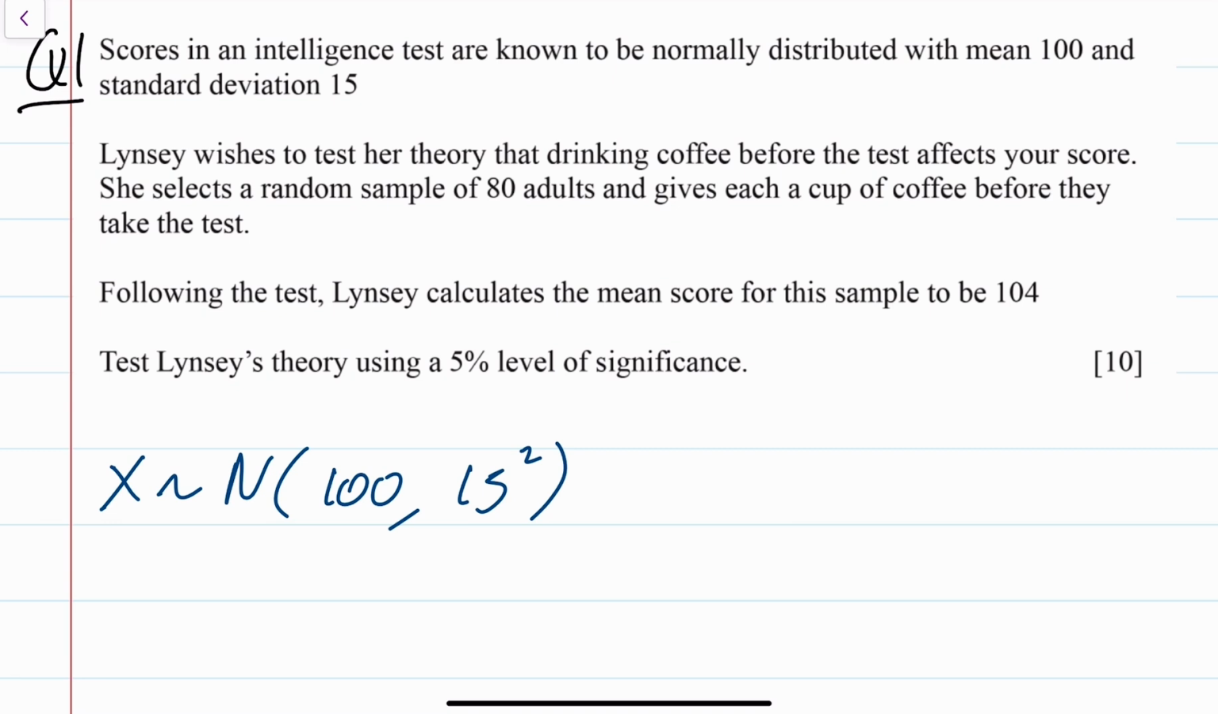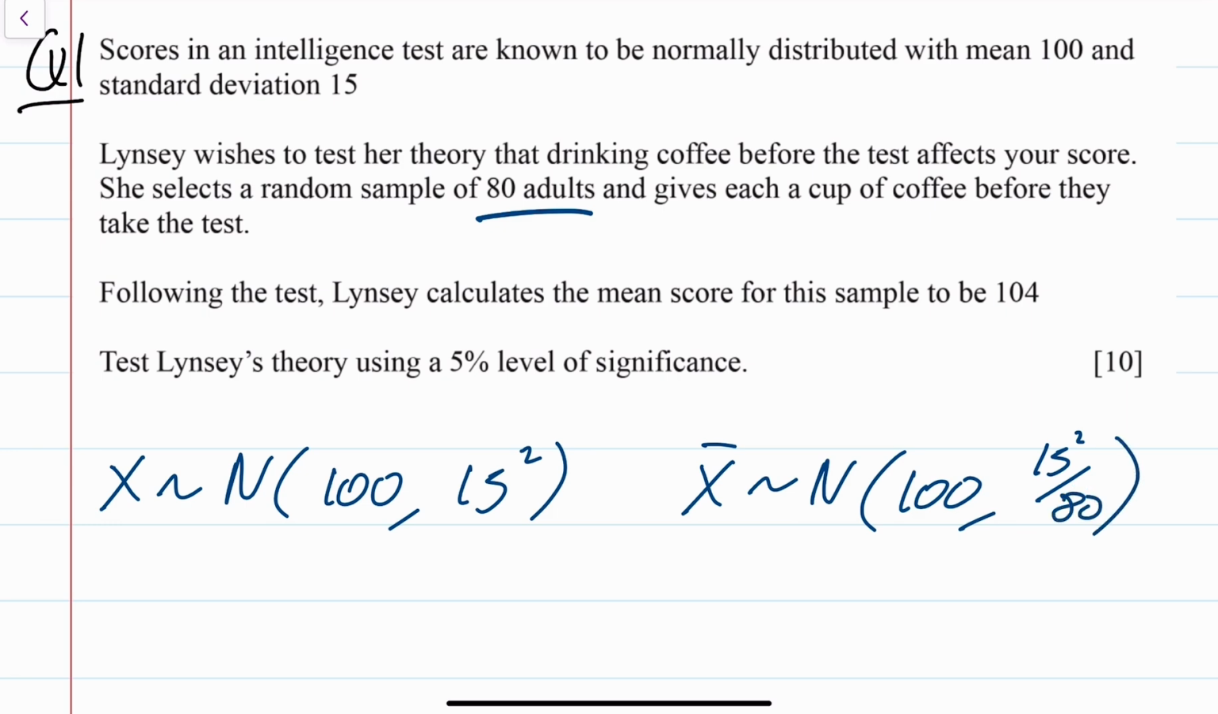Lindsay wishes to test her theory that drinking coffee before the test affects your score. She selects a random sample of 80 adults, so this is your N, and gives each a cup of coffee before they take a test. So that means X bar is distributed N(100, 15 squared over N). Oops, my N was equal to 80.